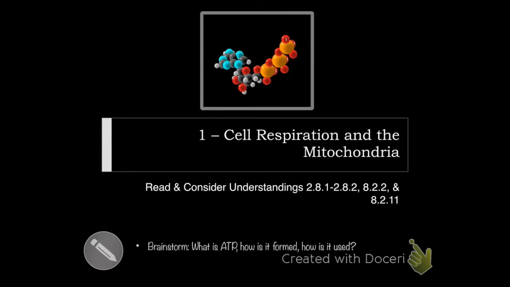So prior to beginning this topic, I want you to just take a moment, look at your understanding sheets, and read understanding 2.8.1 and 2, as well as 8.2.2 and 8.2.11. All right, so take a moment and read those 4 understandings. And once you're done, think about what is ATP, how is it formed, and how is it used? What have you learned about it up to this point?